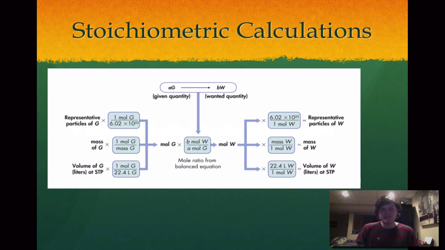You would need to use a conversion to get to moles of G. Then, once you're in moles of G, you would use the mole ratio, as you can see in the middle of this flowchart, to convert to moles of W. Then once you're in W, you could need to change it to representative particles, mass, or volume.